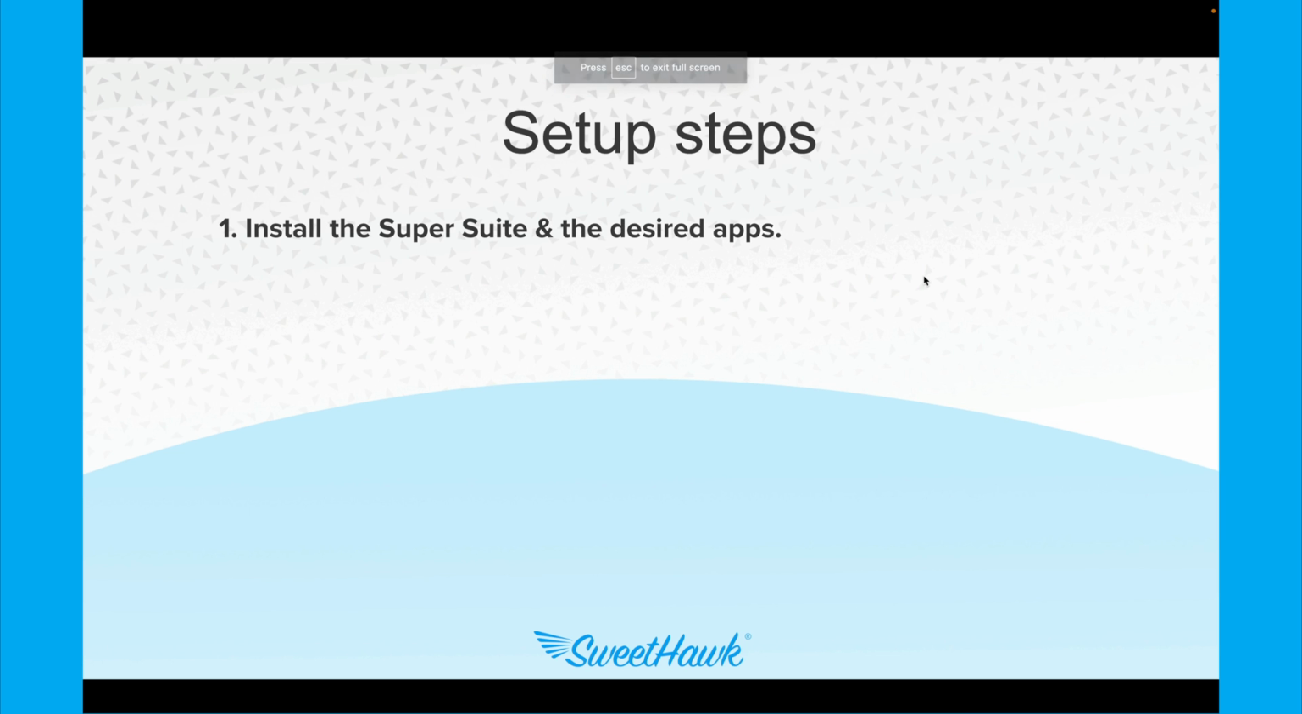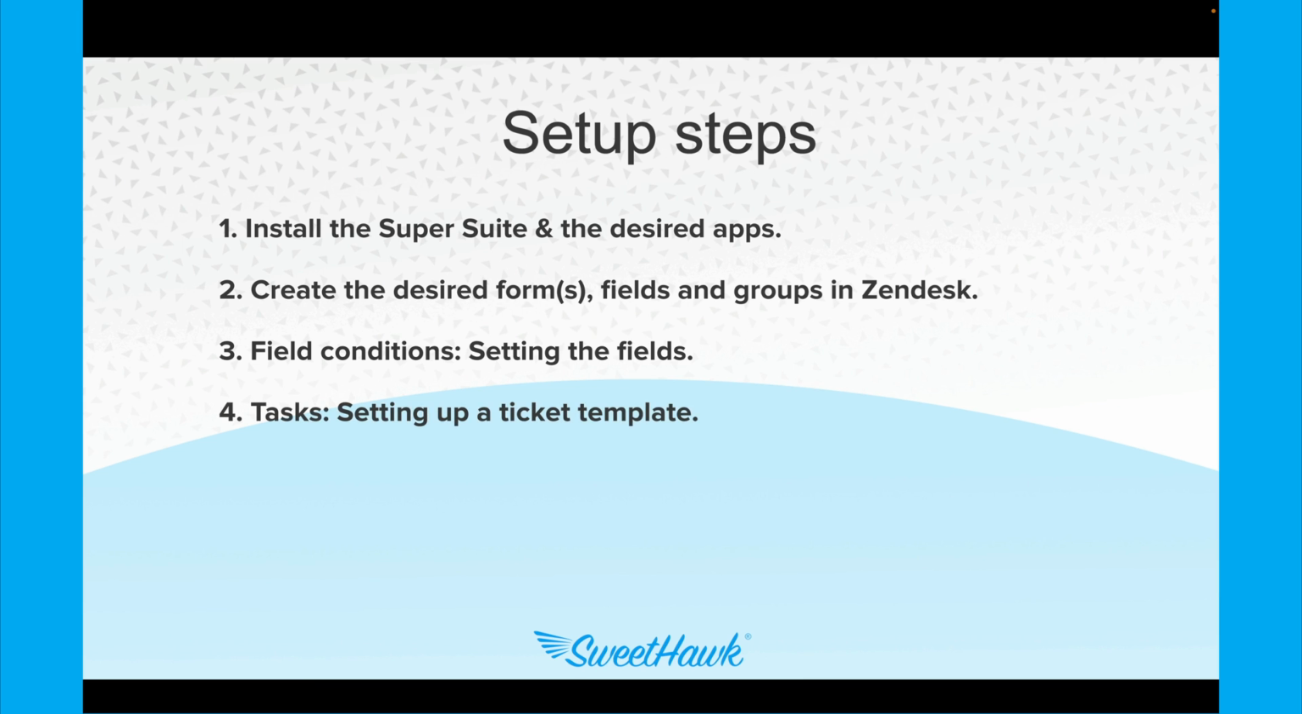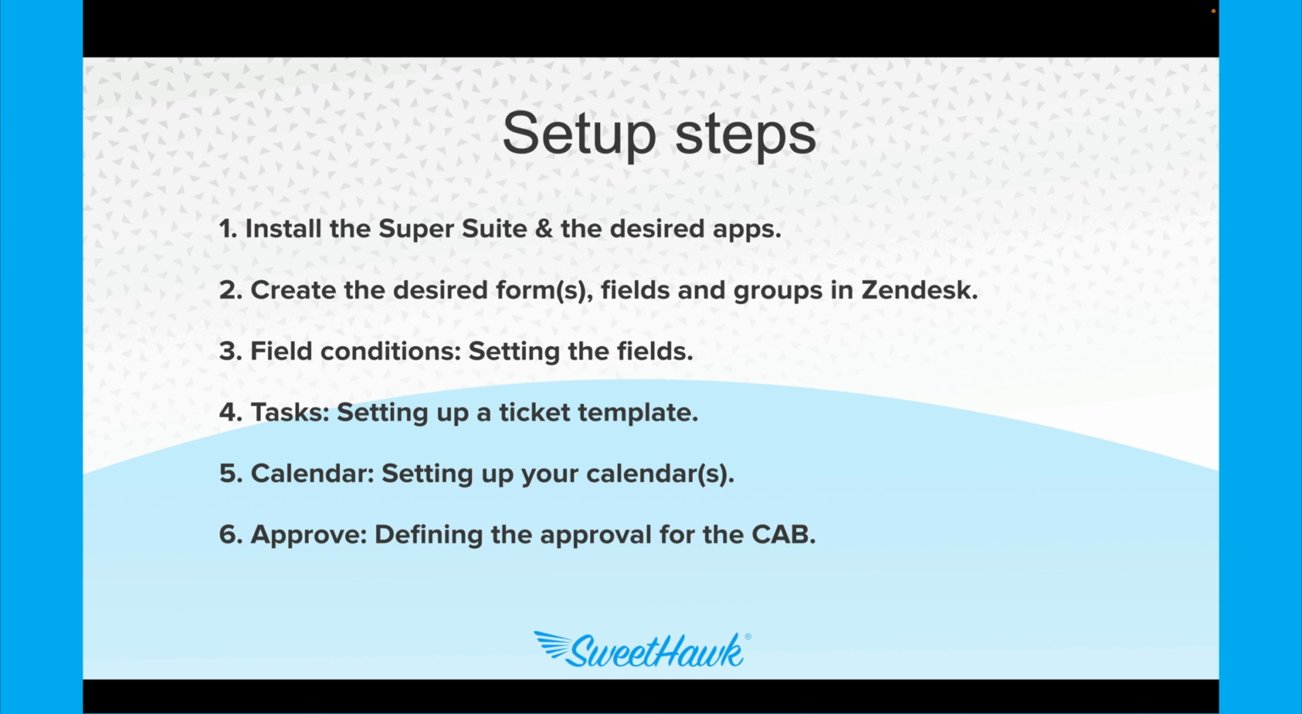So we started off by installing the Super Suite and the desired apps. We created a bunch of fields and some groups to make the change possible. Those were all native in Zendesk. We set up our field conditions app to show and hide fields. We also replaced the native type field with a custom type field. We set up our template with the tasks app, allowing us to spin off sub tickets easily. We created a calendar to be able to plan out when our changes were and connected it to our Google calendar. And finally, we set up an approval definition for being able to define who is sent an approval and what they're going to approve and whether that's going to be mandatory or not.